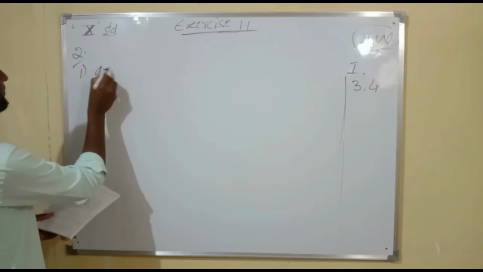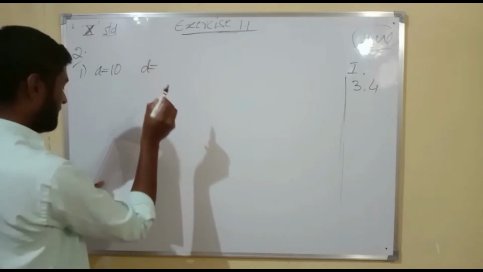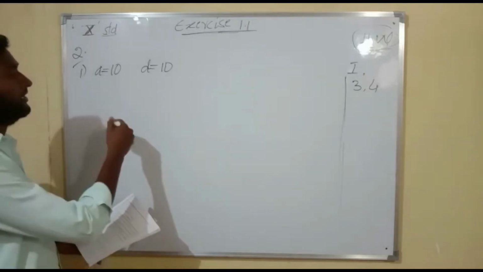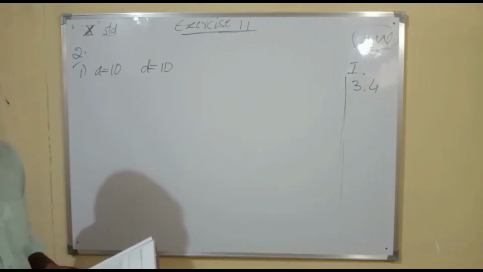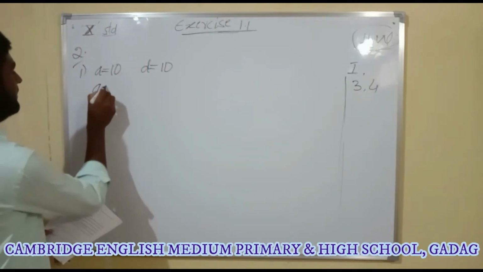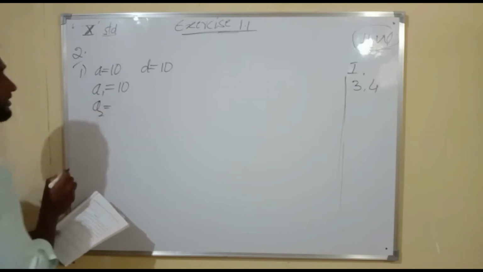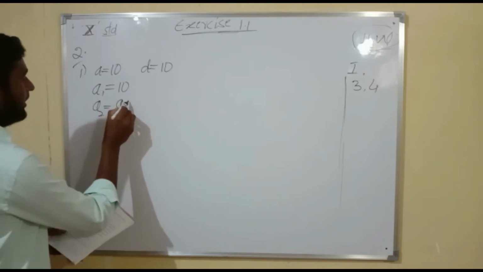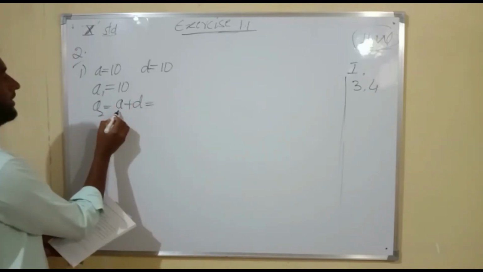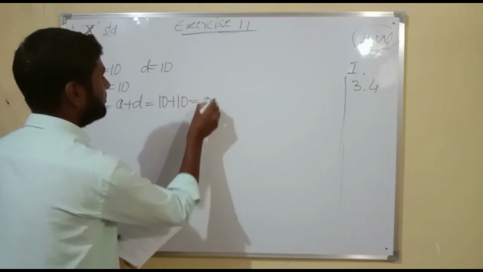See, A is equal to 10. The first term is given, and the common difference D is equal to 10. Okay, as you know, to get the next succeeding term, we will add the common difference to the previous term. Say the first term is A1 is equal to 10. So to get A2, what we will have to do? We will have to add A plus D. You know A is 10, D means 10. So the term is 20.